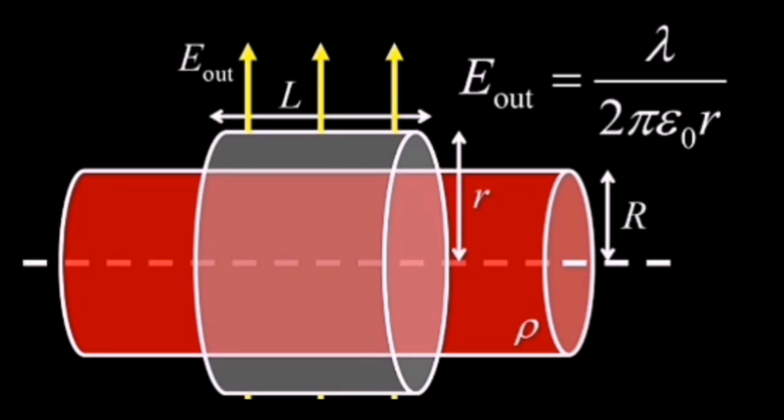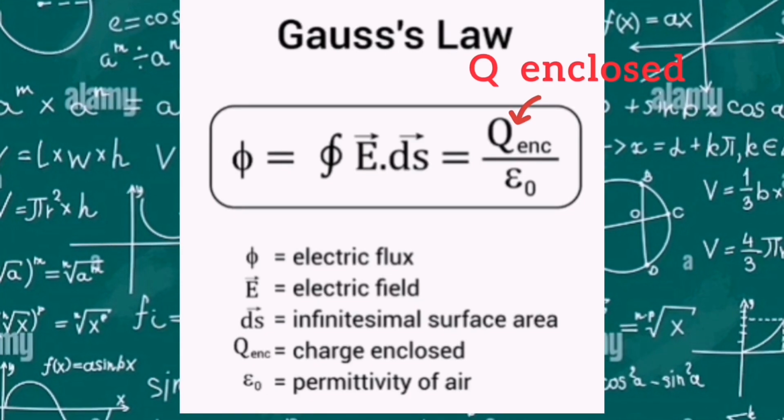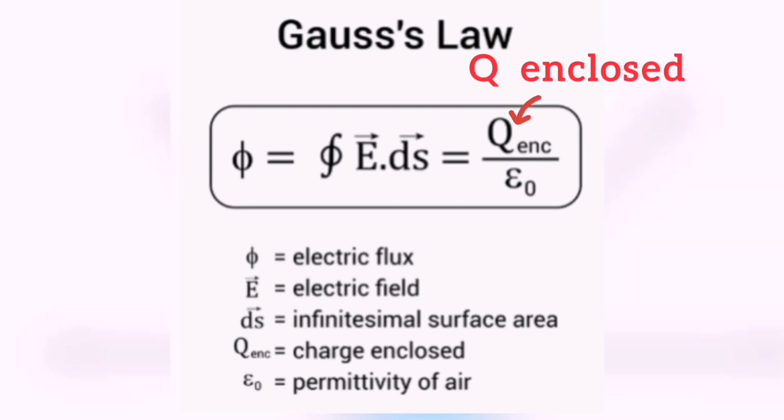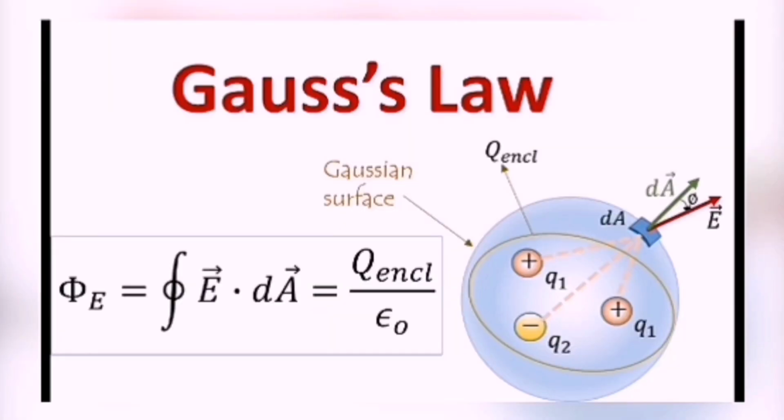What is Gauss's law? First, let's define it in simple terms. Gauss's law tells us that the total electric field passing through a closed surface depends only on the charge inside that surface. In other words, if you enclose some charge inside an imaginary surface, the amount of electric field coming out of that surface is directly related to the total charge inside.